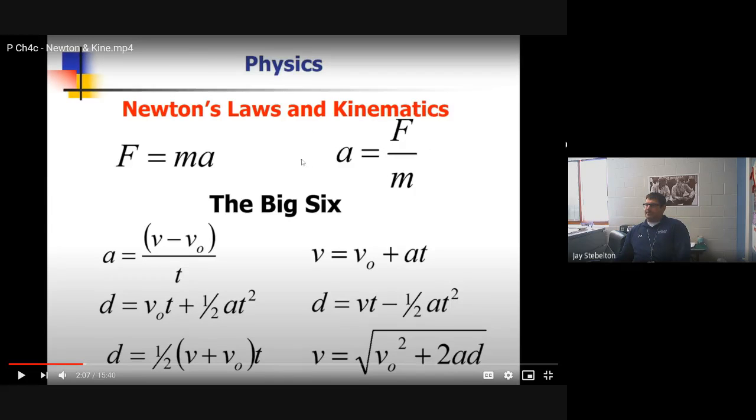Once you solve for acceleration, force divided by mass, you can now use that answer to solve for final velocity or displacement, depending on what givens you have. Just like we did before with the big six, we had to list our givens to determine which formula to use. But we'll take this acceleration and plug it into here. Notice there are 1, 2, 3, 4 of these that have acceleration in the formula.